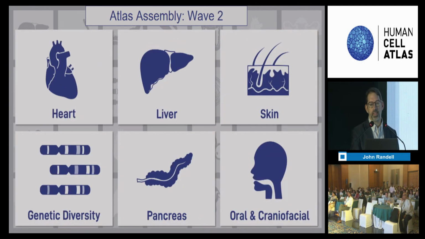You also heard that the second wave is just getting underway right now, involving 6 more of the biological networks. I would particularly highlight the genetic diversity network, which Shyam just described. The genetic diversity network is actually one of 3 sort of cross-cutting networks, if I can call them that, the other 2 being organoids and development that really involve more than one organ or tissue or biological system.